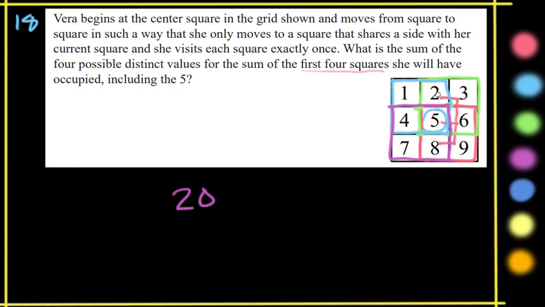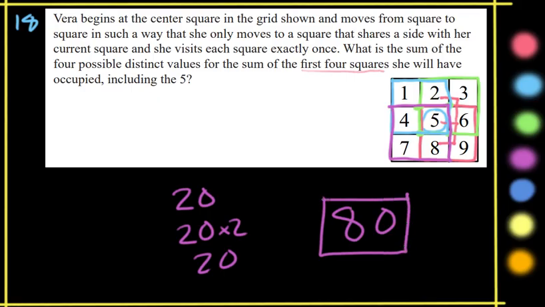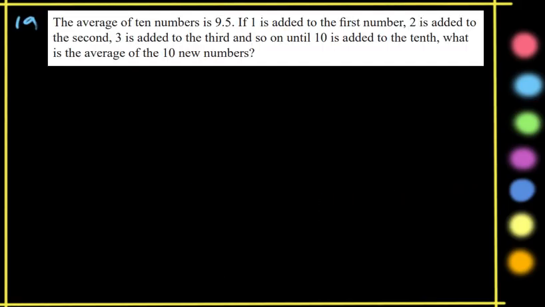And then you're going to add each of the numbers on the edge twice. So the 4 plus 6 is 10, and the 2 plus 8 is 10, that makes 20 for the edge pieces, but they're going to each be added twice. So we have 20 times 2 from those. And then the corner pieces each get added once. So 1 plus 9 is 10, 7 plus 3 is also 10, so we have another 20. So altogether we have 4 20s, which is 80. That's our answer here. All right, let's move on to problem 19.